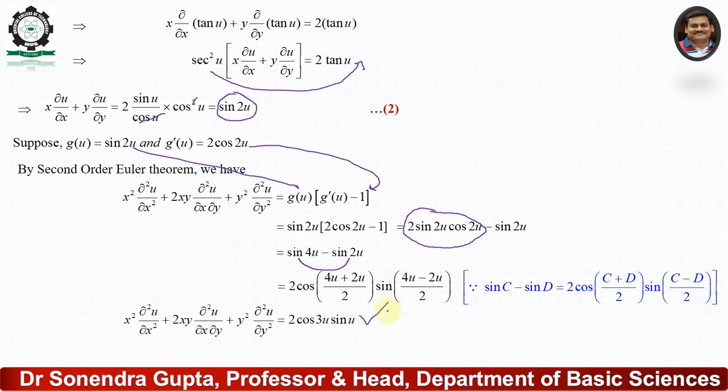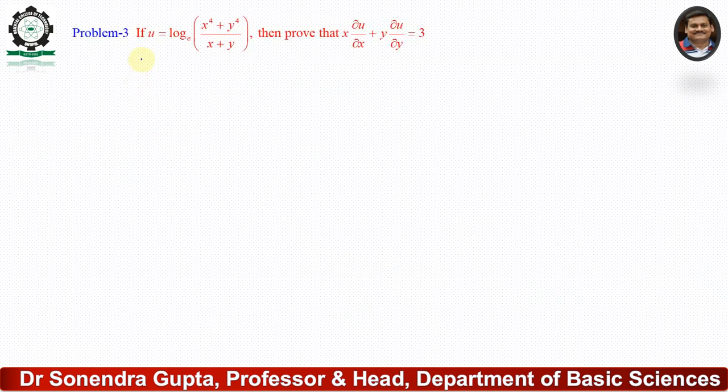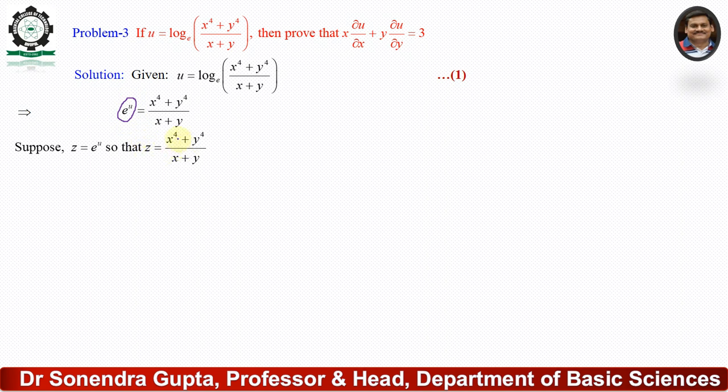Now we discuss one more question for your practice. The question is, if u equals log base e of (x to the power 4 plus y to the power 4) upon (x plus y), then prove that x del u by del x plus y del u by del y equals 3. Similarly, shifting the log, e to the power u equals (x to the power 4 plus y to the power 4) upon (x plus y). Taking e to the power u equal to z, we get z equals (x to the power 4 plus y to the power 4) upon (x plus y).